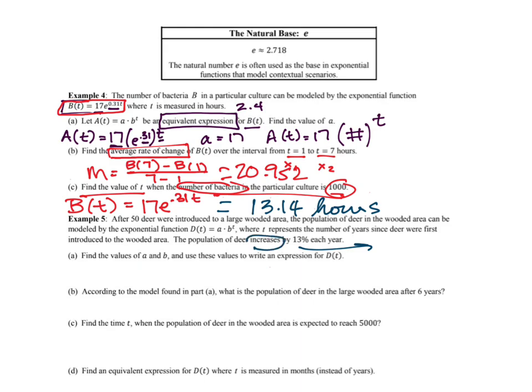If I'm going to increase by 13%, then I'm going to add 1 plus 0.13 as my growth rate. Remember that 13% gets turned into a decimal. You're taking 13% and moving that decimal to the left to make it 0.13. And then if it's an increase, you're going to add 1. If it's a decrease, you're going to subtract it from 1.